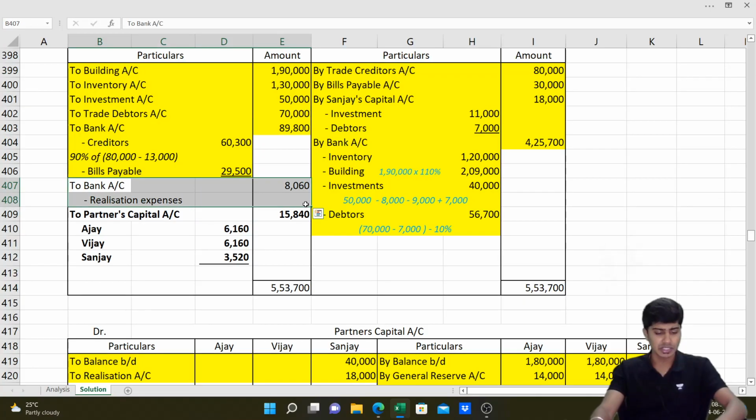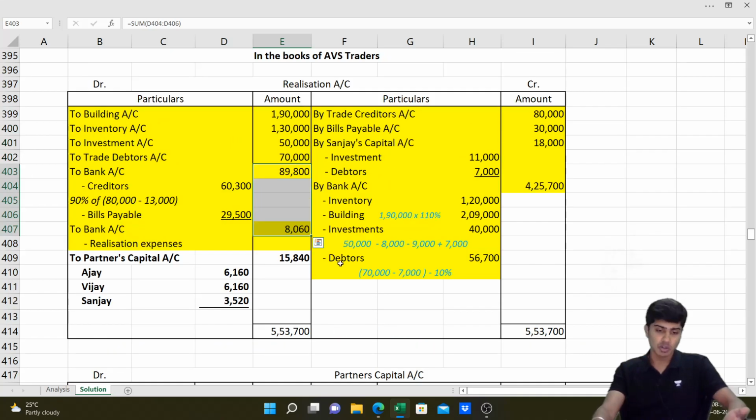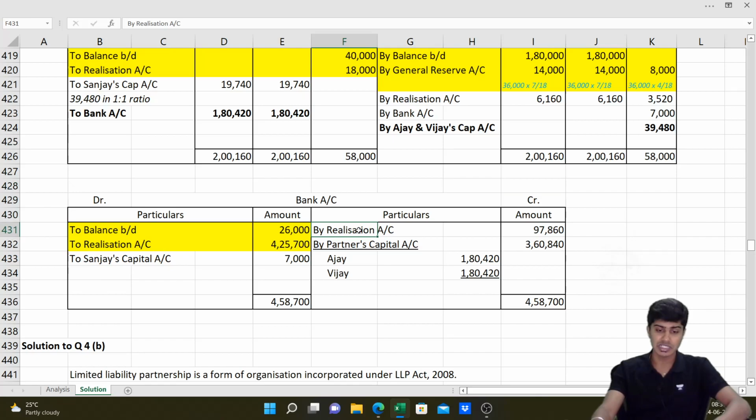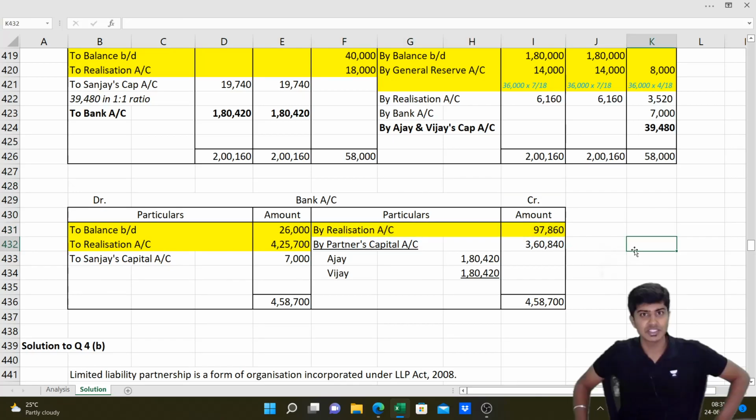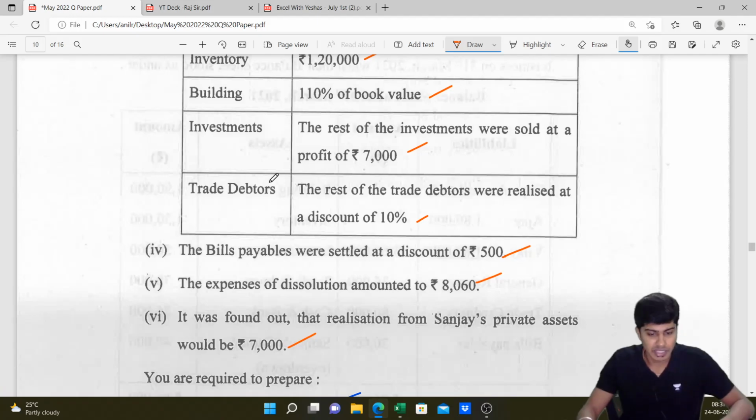So together 89,800 and 8,060 is the amount paid in the process of realization. Together it comes to how much? 98,860 or something. That has to be written in bank account credit. 97,860. Not 98, but 97,860 realization account credit. In our bank account, my credit side. Amount going out. Then that's it. The rest of the problem is over.